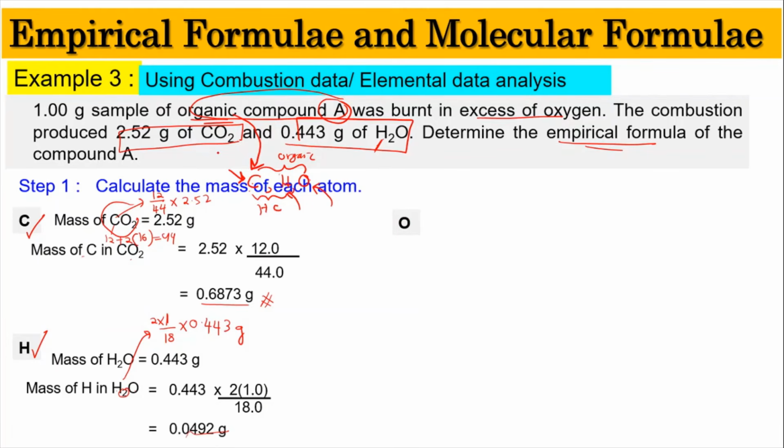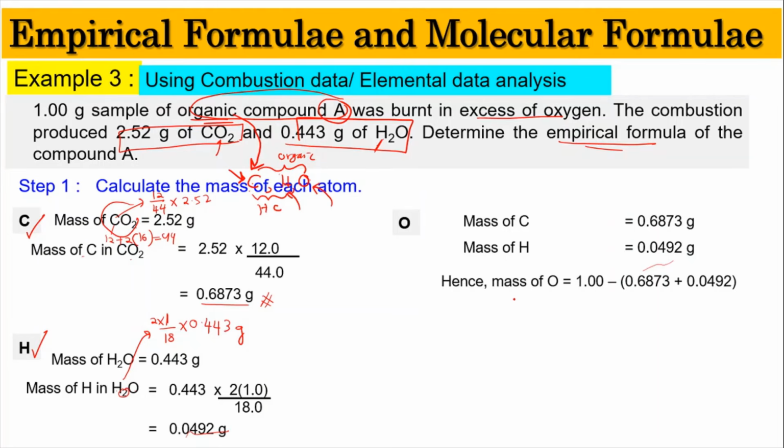Okay, oxygen is in the carbon dioxide and oxygen is also in the water. So how are we going to do that? So you know that the mass of carbon is given as here 0.6873 and the mass of hydrogen is 0.049 gram. So the best way to do that is we can deduct from the sample.